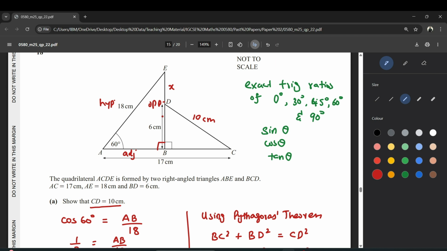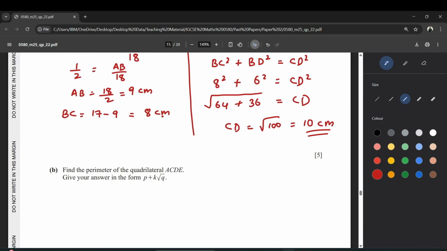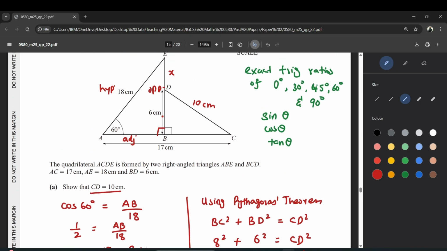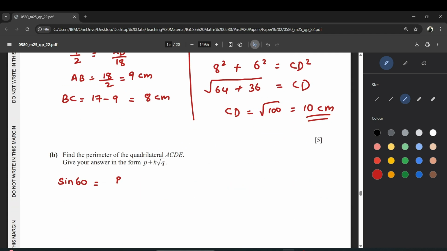You can use Pythagoras to work out what is BE, and then from BE you can subtract 6 centimeters. That would give you ED. So we can use both approaches. Both of them are valid approaches. Let's say that I'm using the trigonometric method. This time it's going to be sine 60, because I need to find the opposite, BE, and I have been given the hypotenuse. So that will be BE over 18.